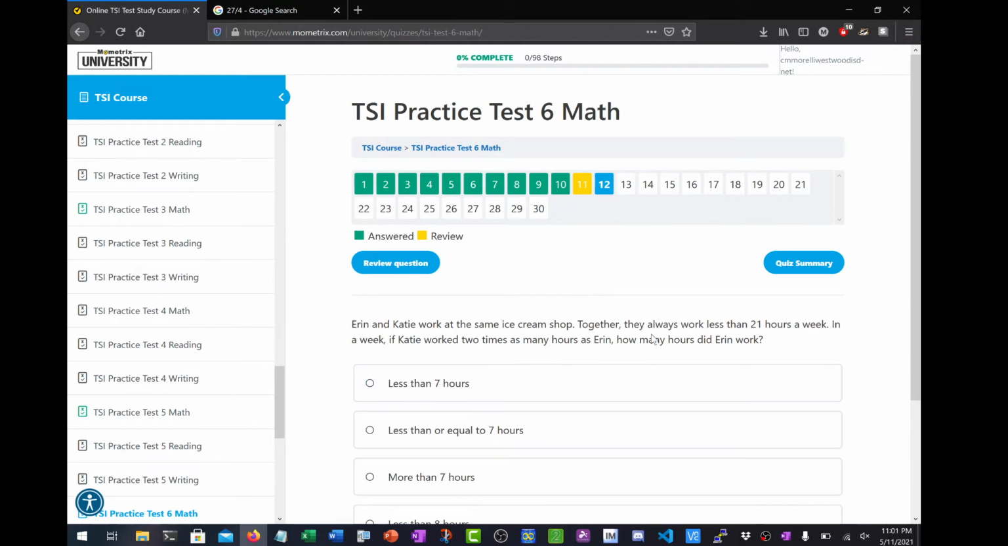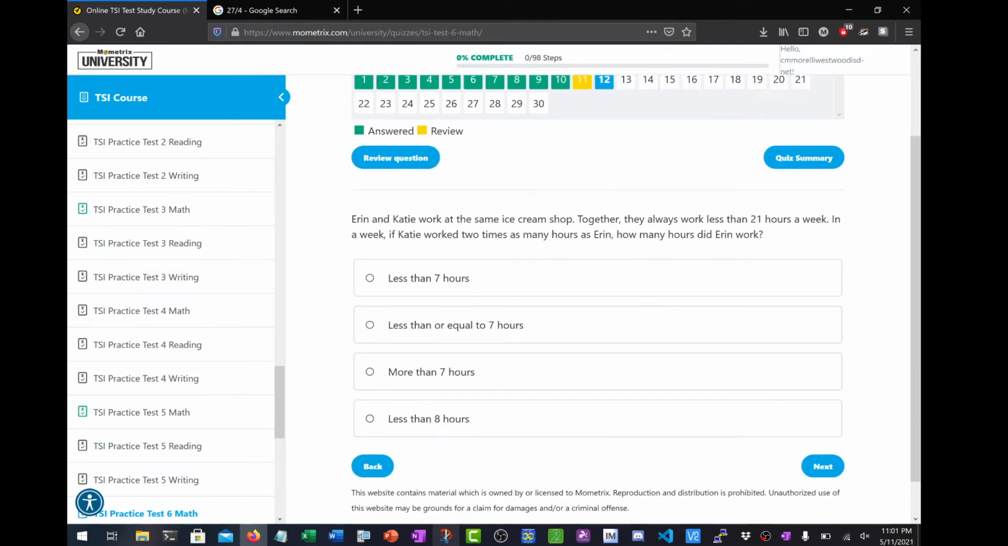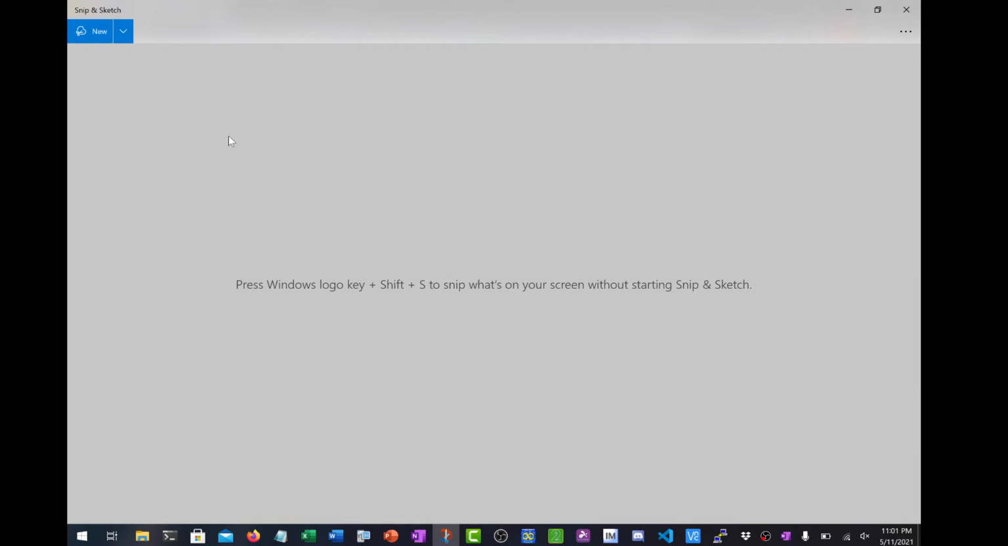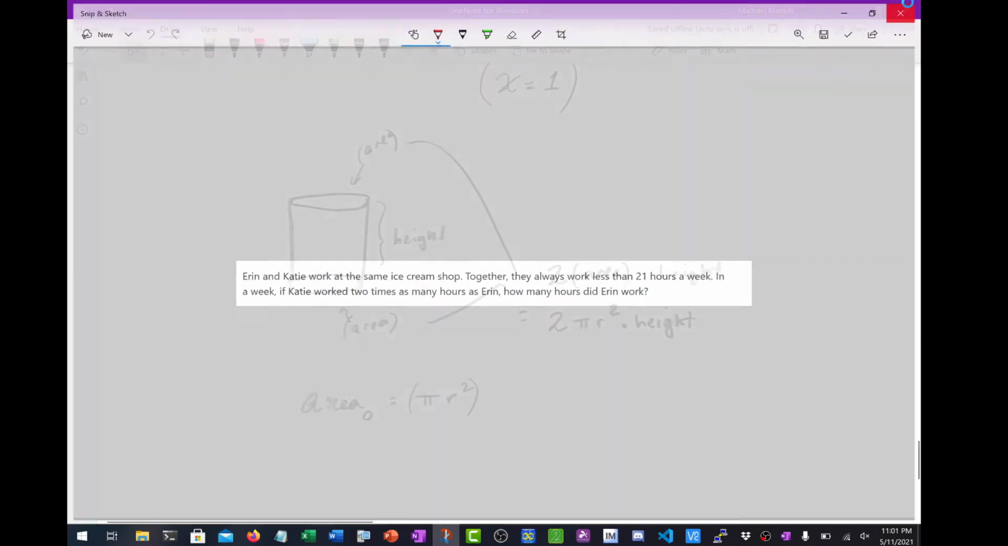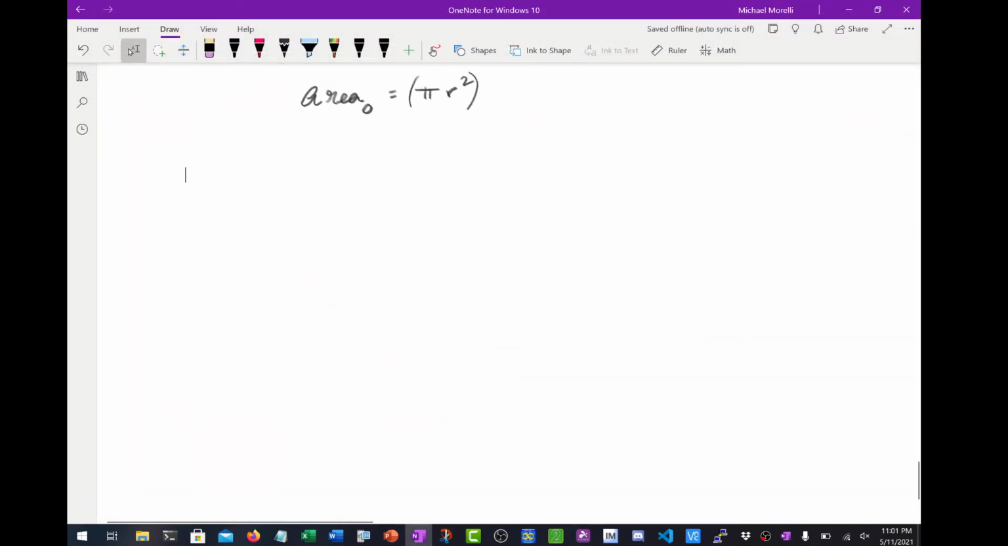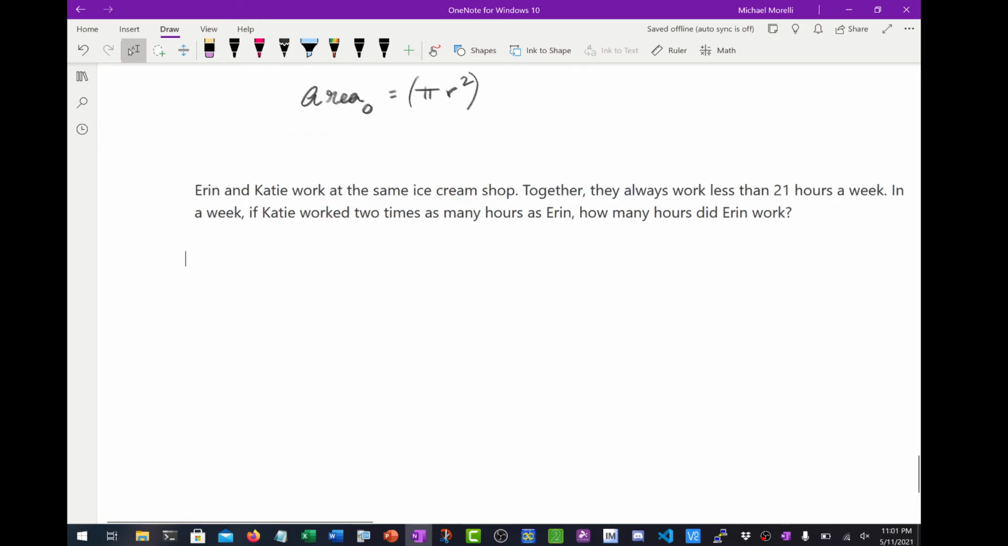Okay, now this is an inequality problem, and it's just a little confusing when you read it. So let's grab this and work on it a little bit. Can make it easy. Okay, so we've got Aaron and Katie, and they're working. It says together they work less than 21 hours a week. So we can go ahead and write down less than 21. It says in a week, if Katie worked 2 times as many hours as Aaron, how many hours did Aaron work?